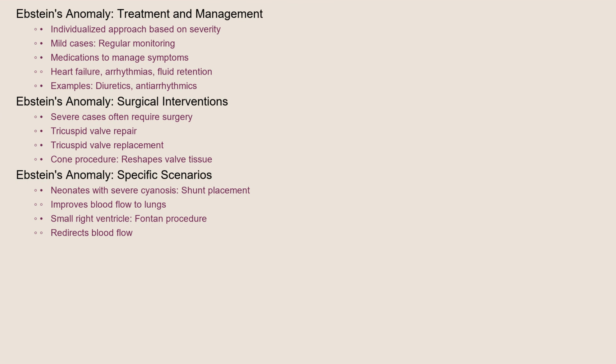In more severe cases, surgery is often necessary to repair or replace the tricuspid valve. Surgical options include tricuspid valve repair, tricuspid valve replacement, and the cone procedure, which reshapes and repositions the patient's existing valve tissue. In neonates with severe cyanosis, a shunt may be placed to improve blood flow to the lungs. The Fontan procedure, which redirects blood flow directly from the systemic veins to the pulmonary artery, may be an option for individuals with a small right ventricle.